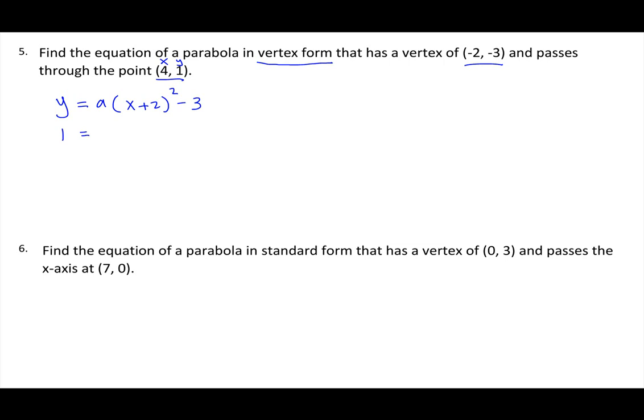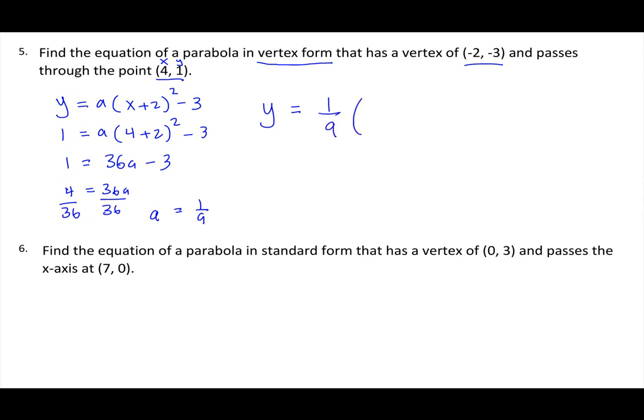So we get 1 is equal to a (4 + 2)² - 3. 4 plus 2 is 6. 6 squared is 36. So we get 36a - 3 is equal to 1. We add 3 to the other side, so we're going to end up with 4. Divide by 36. So it looks like a is going to be 1/9. So my equation for vertex form, y is going to equal 1/9 (x + 2)² - 3. Okay, and they only ask for vertex form, so this is the only one you need to give.